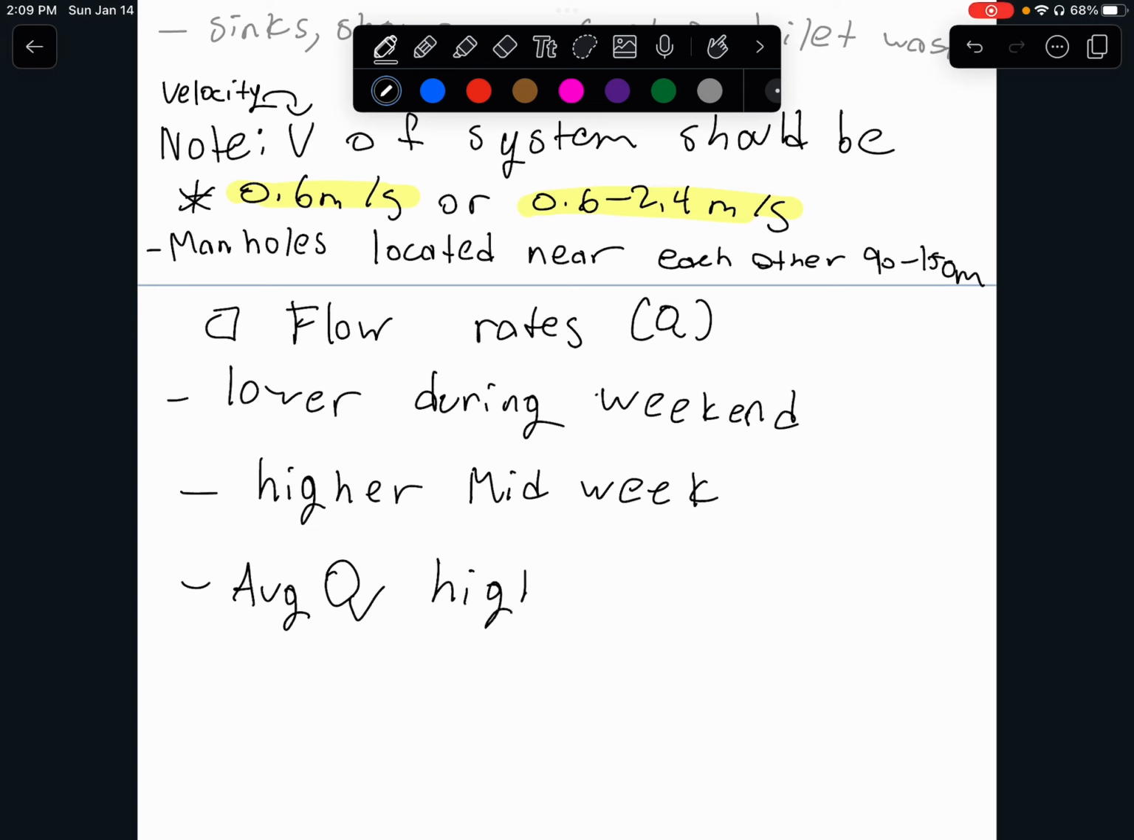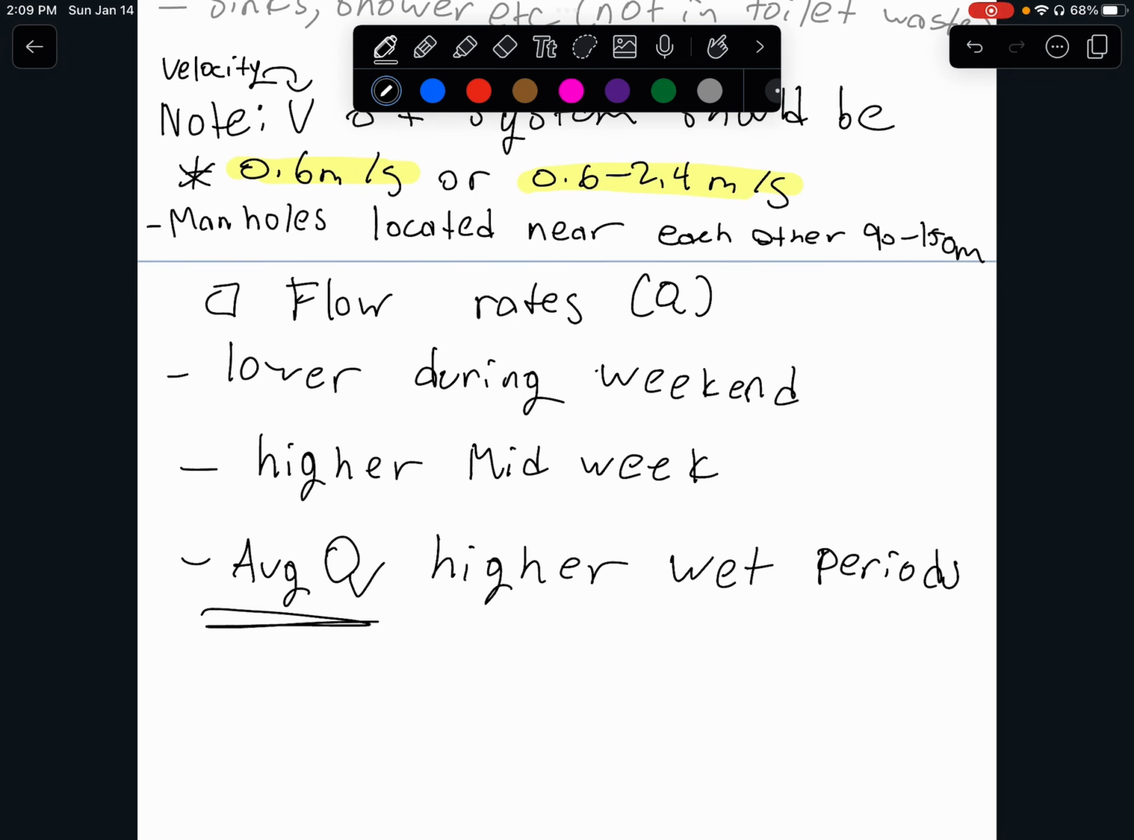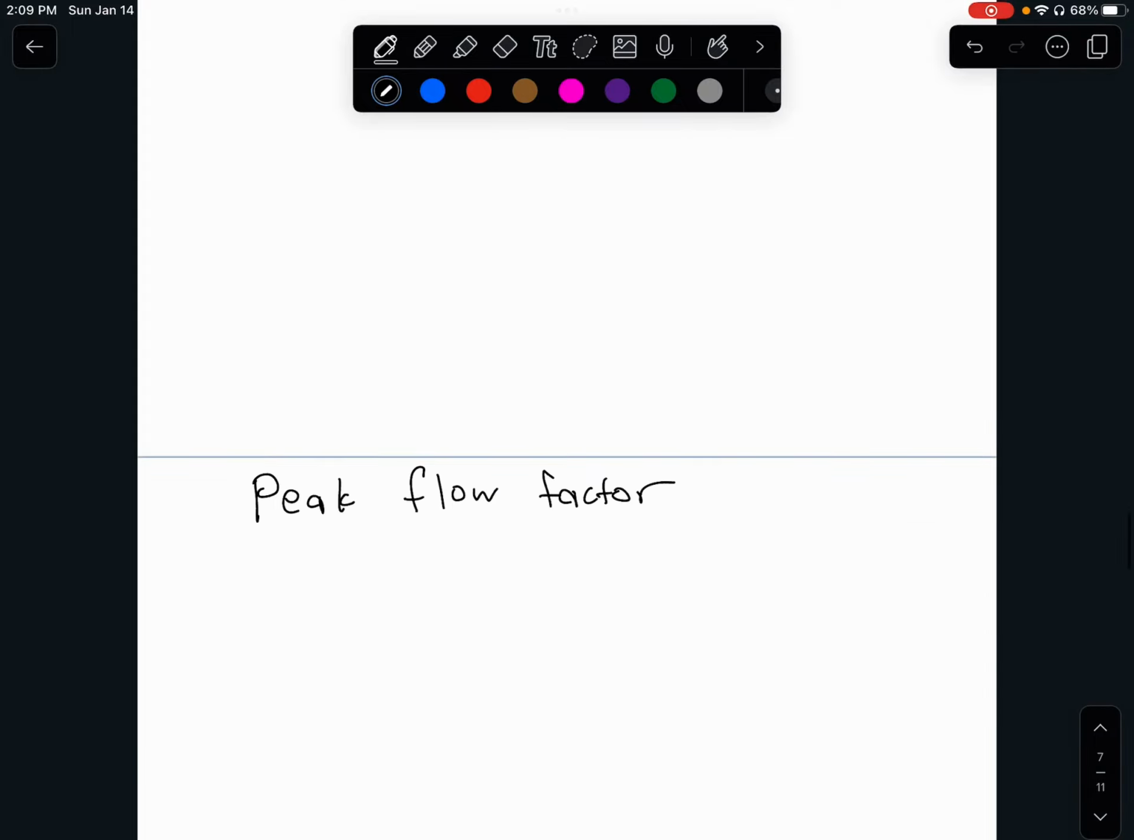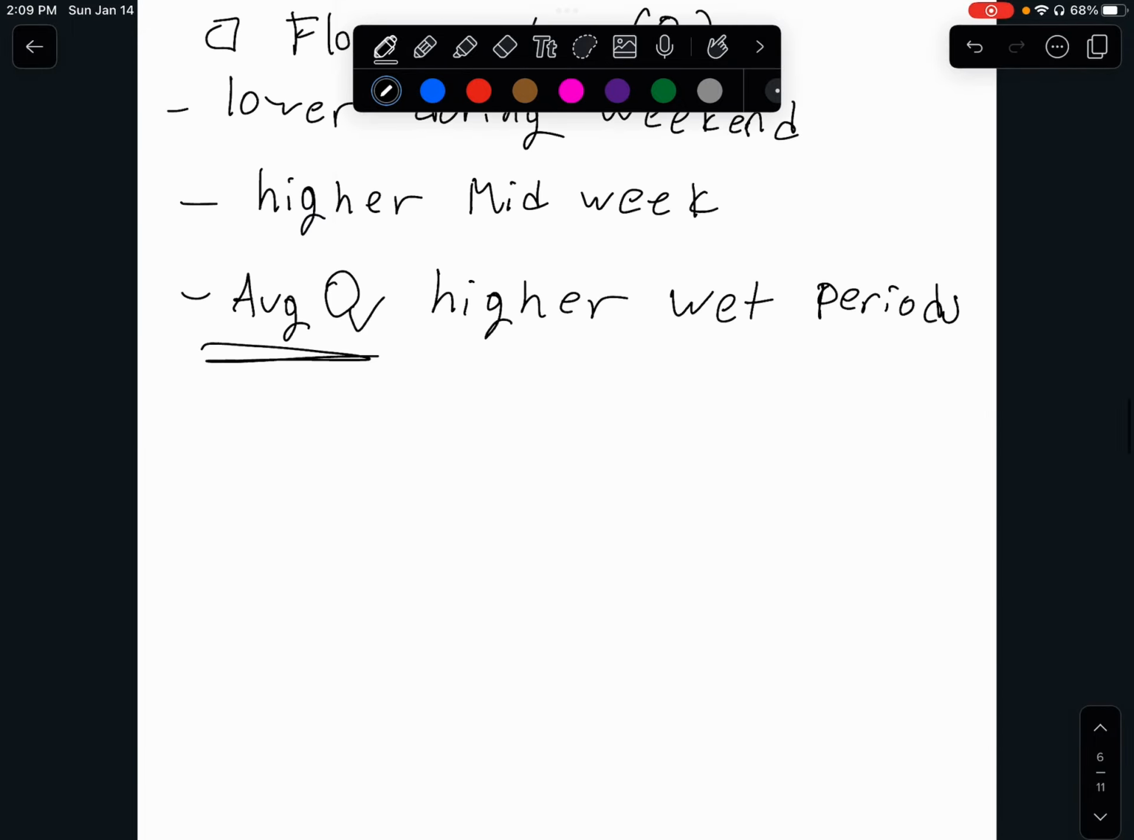Higher during wetter periods. So let's say rainy season, we have our average Q a little bit higher during wet seasons throughout the year. So as we go down, we're going to find more flow rates as well. So let's actually keep it here, right?